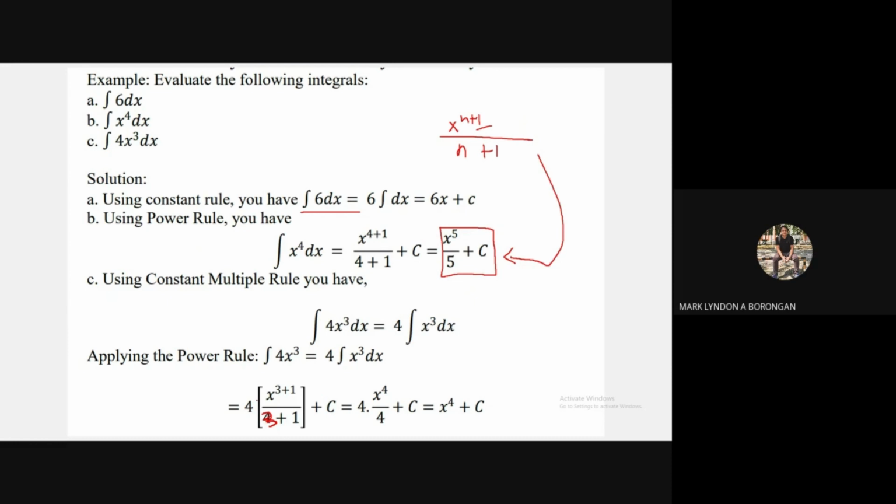And then we see that there is a multiplier of 4 outside, right? So you can simply cancel them out. Then our plus c stays as is. So our final answer for 4x cubed will be x to the 4th plus c.